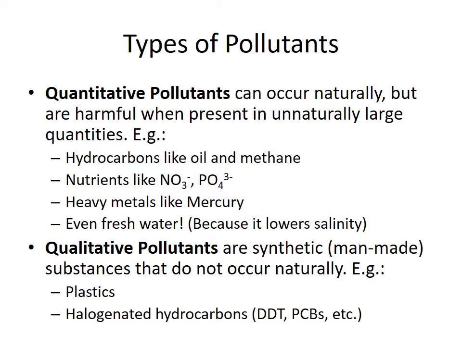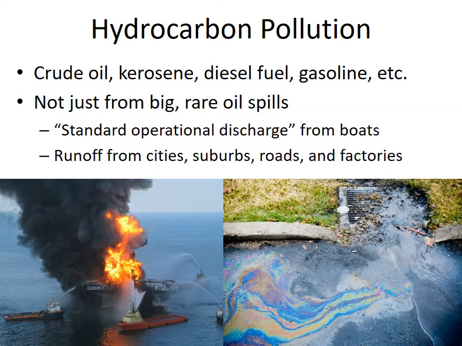And then some examples of qualitative pollutants would be things like plastic, which never existed in the ocean before humans, and halogenated hydrocarbons, these synthetic chemicals created in labs that would also never have been found in nature before humans. Let's talk about one of the quantitative pollutants first, hydrocarbon pollution.